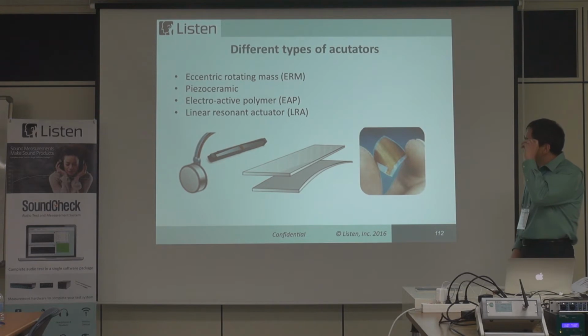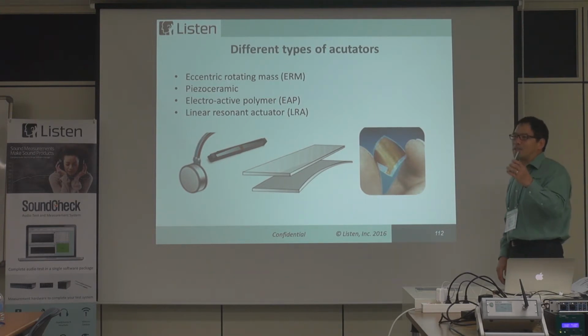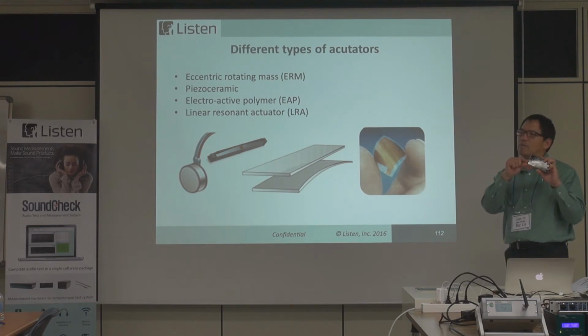So these are the different kinds of actuators for haptic applications today. First one is the eccentric rotating mass, the ERM. I talked about the StarTech phone. My iPhone 5S is actually not that old, maybe 3 years old. It actually has the ERM in it. It's just a very small one at the very top of the phone.